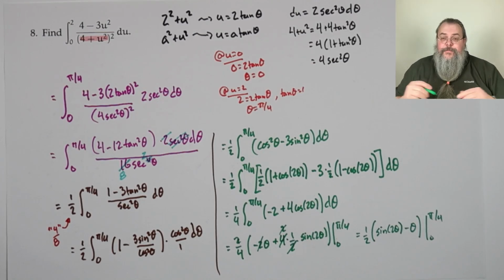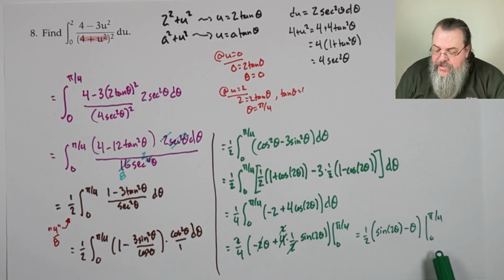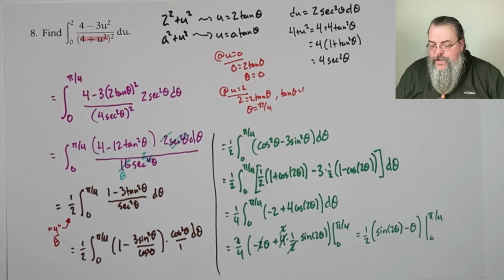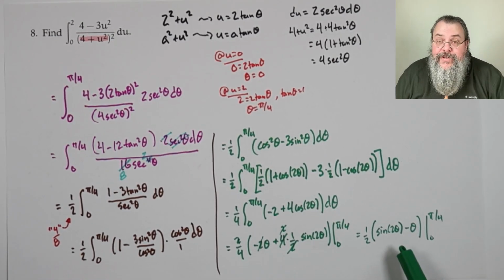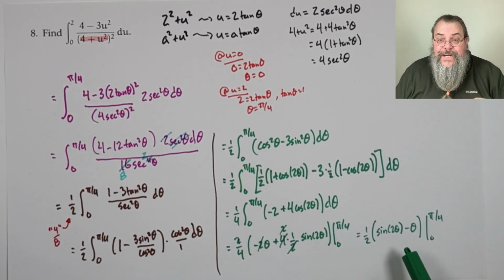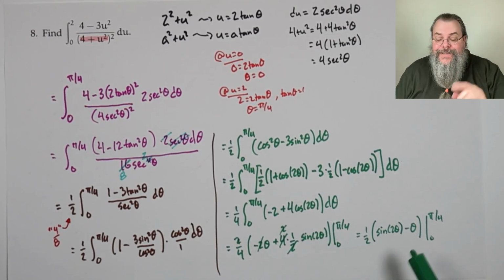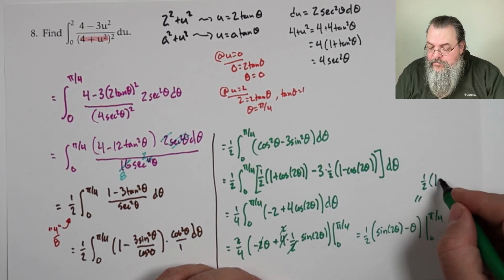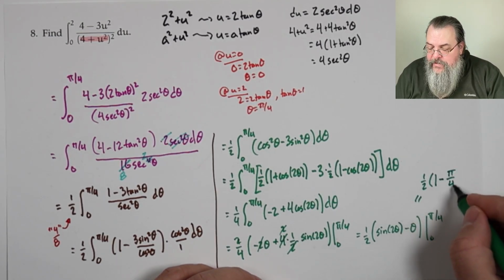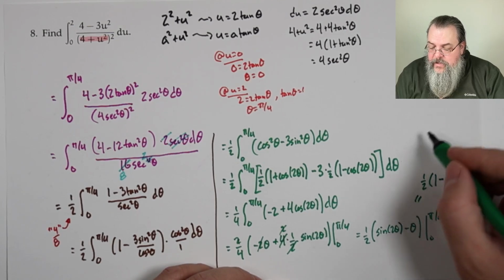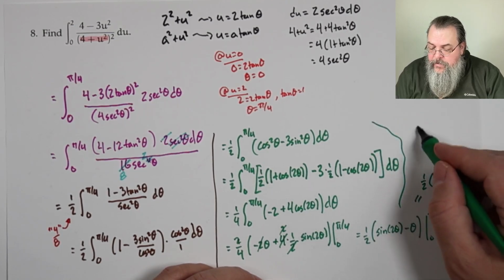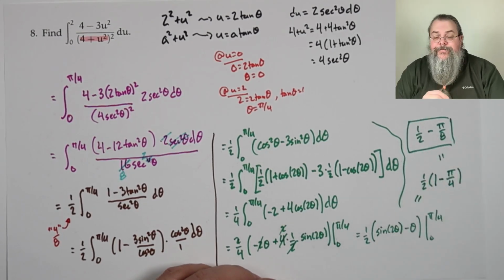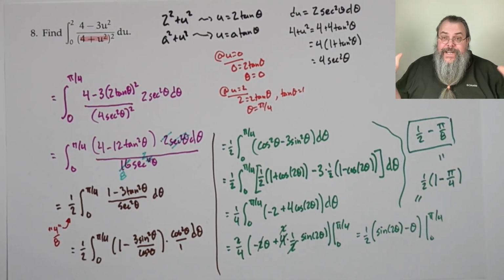Okay, moment of truth. Plug in 0. 0 minus 0. 0. Nice. Plug in pi fourths. Pi fourths times 2 is pi halves. Sine of pi halves is 1. So we end up with 1/2 times 1 minus pi over 4. Or if you like, this is really 1/2 minus pi over 8. And that's it. We did it.